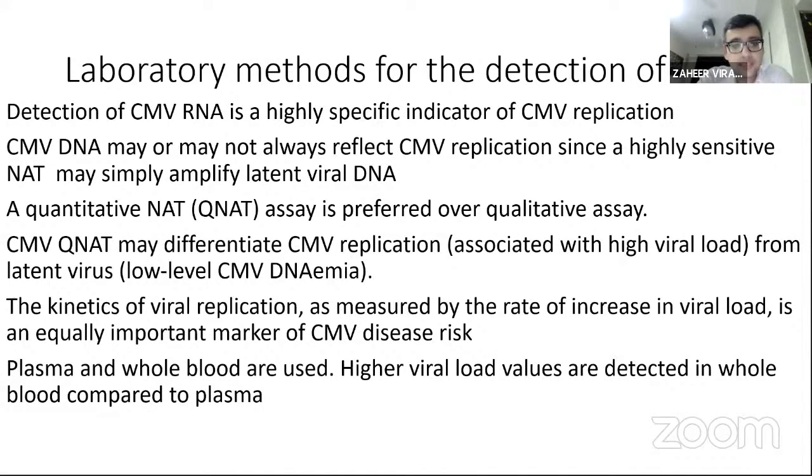So one has also seen that it depends on how much the viral load is, and this has to be individualized on the basis of the lab. Also, people have used something known as viral kinetics, where they see whether the viral load keeps increasing, and therefore it is used to say that it is an active viral infection. So a quantitative nucleic acid testing is always preferred over a qualitative assay. The CMV QNAT may differentiate between CMV replication, which is associated with a high viral load, from a latent virus, which is associated with a low viral load. And like I mentioned, the kinetics is more important. Also, it depends on what sample you use. So if you use plasma versus whole blood, whole blood viral loads will obviously be higher than the plasma level.